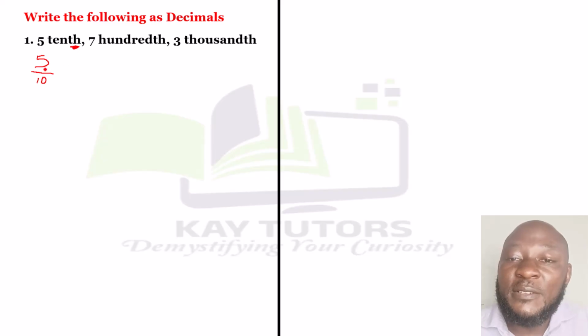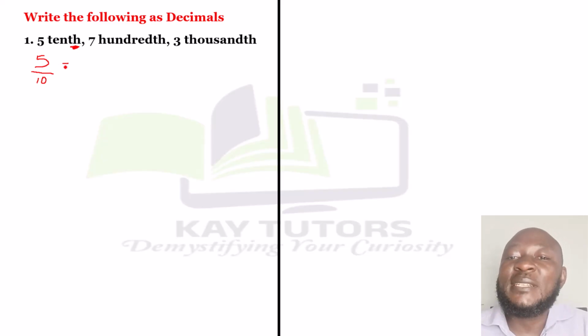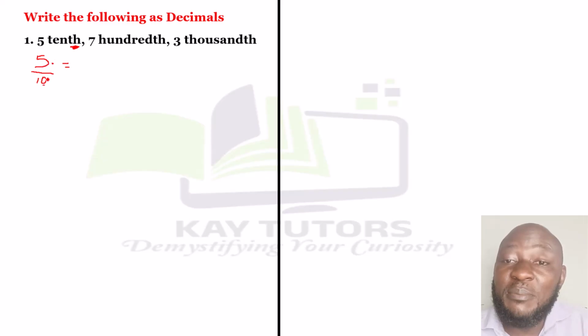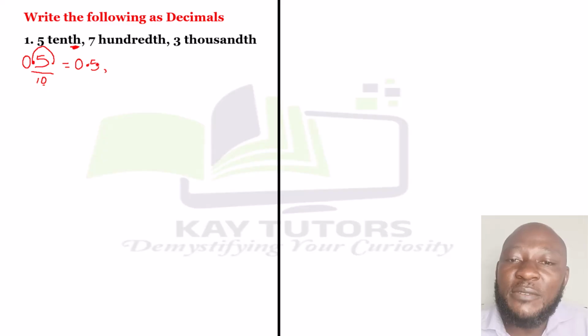This is 5 over 10. So this we can as well write as decimal because our decimal point is here and you are dividing by 10 and 10 has only one zero. So what are you expected to do? You move your point backward once and your point will change position and this will now give you 0.5. This is 0.5.